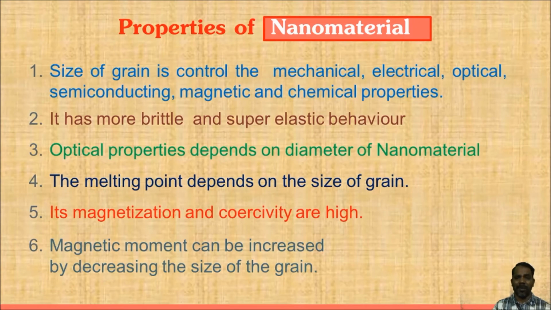The grain size controls the mechanical, electrical, optical, semiconducting, magnetic and chemical properties. With a change in size, the properties are completely changed. Properties such as brittleness, optical behavior, melting point, magnetization and magnetic moment are all completely altered compared to macroparticles.